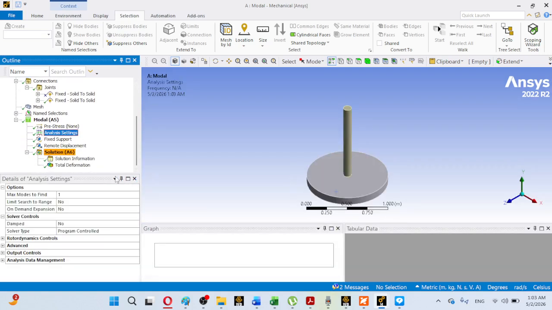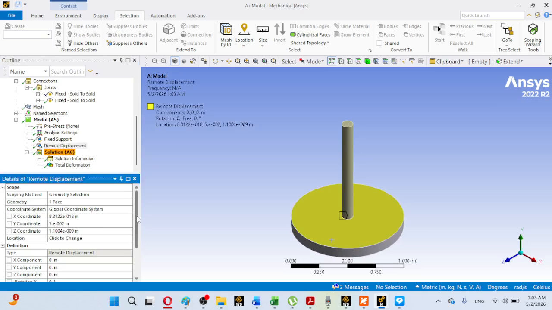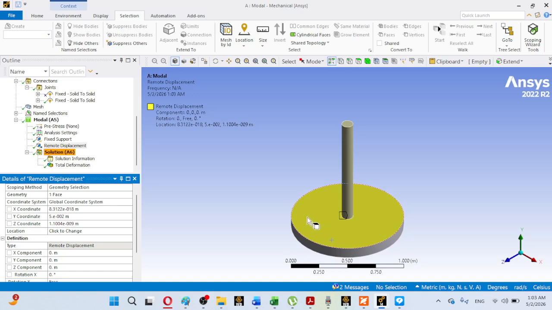In the analysis settings, mode was set to be 1, and in the remote displacement, it was very important that this face was selected for the rigid disc. So this face can be selected, or you can select this circular face as well, or the other face which is in the background, on the bottom of this disc.